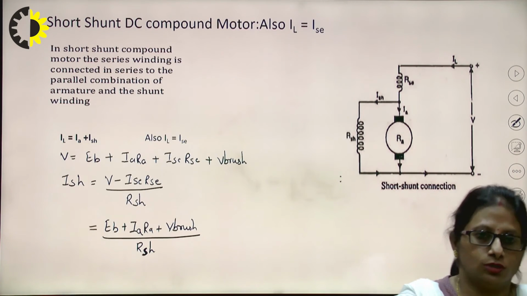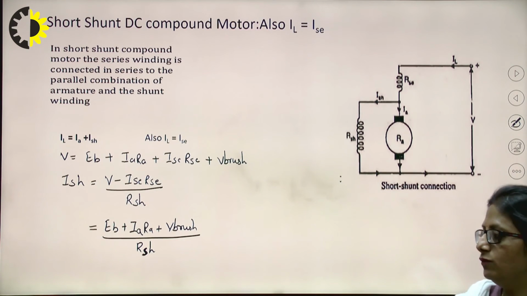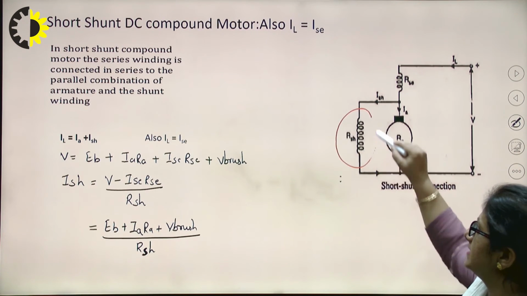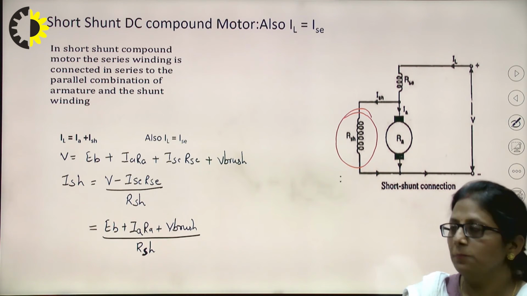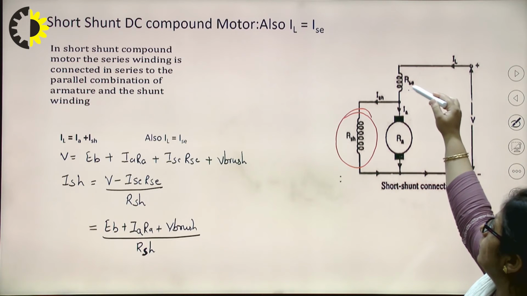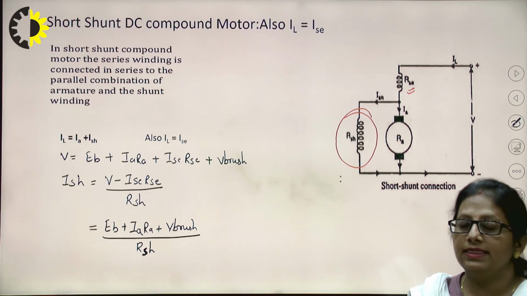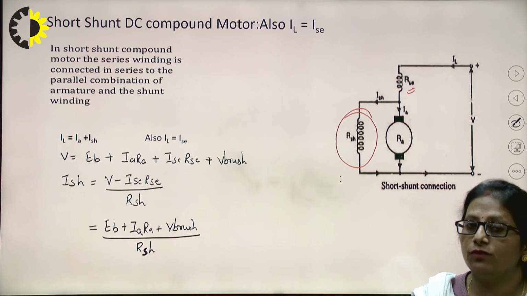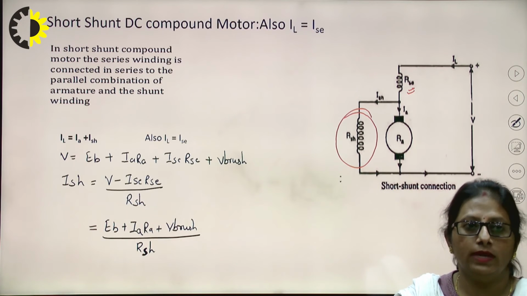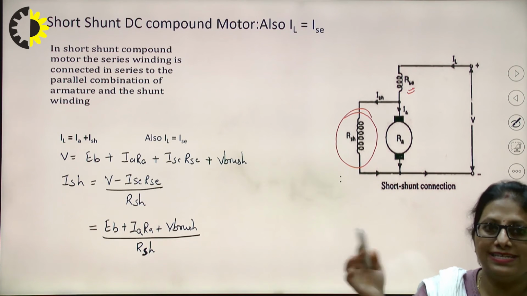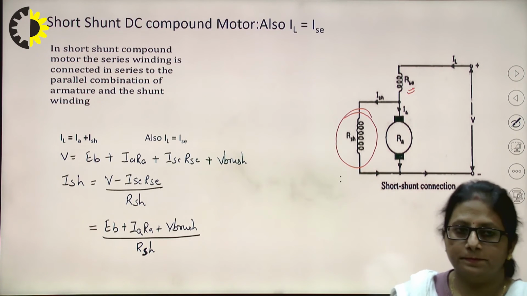Now, in case of short shunt, the only difference it is making is that the shunt branch is in parallel only across the armature, right? So, in this case, the series field winding drop is with the same polarity as that for a, I must be saying it is in opposition with the V, right? That means V minus ISC RSC must be equal to the voltage drop across the armature.